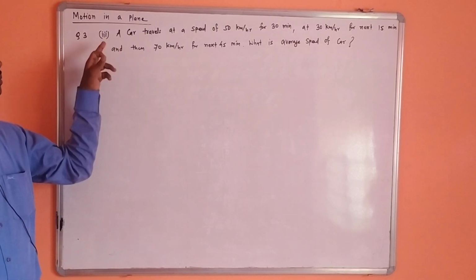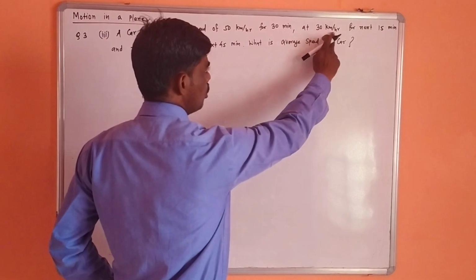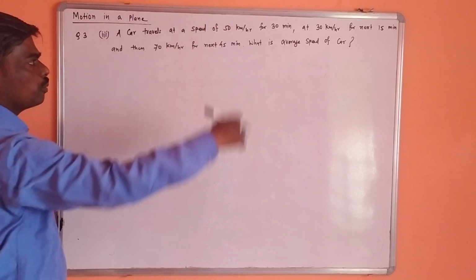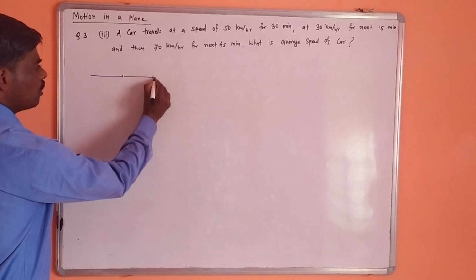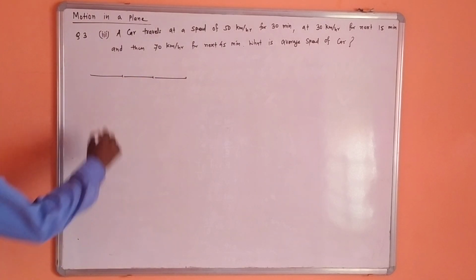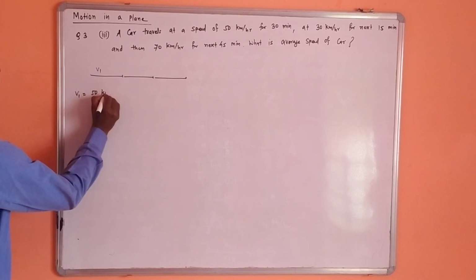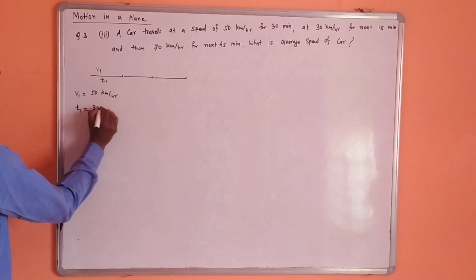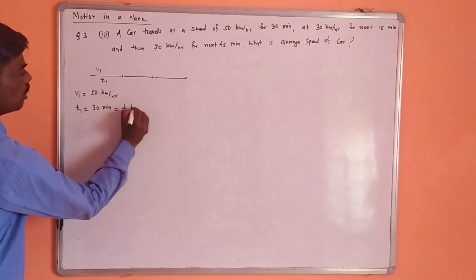This is the third problem. A car travels at the speed of 50 km per hour for 30 minutes, then at 30 km per hour for the next 15 minutes, and then 70 km per hour for the next 45 minutes. What is the average speed of the car? The car is traveling for 3 different intervals according to speed. So the first velocity we say is v1. v1 is 50 km per hour, and the time interval is 30 minutes, which means 1/2 hour.